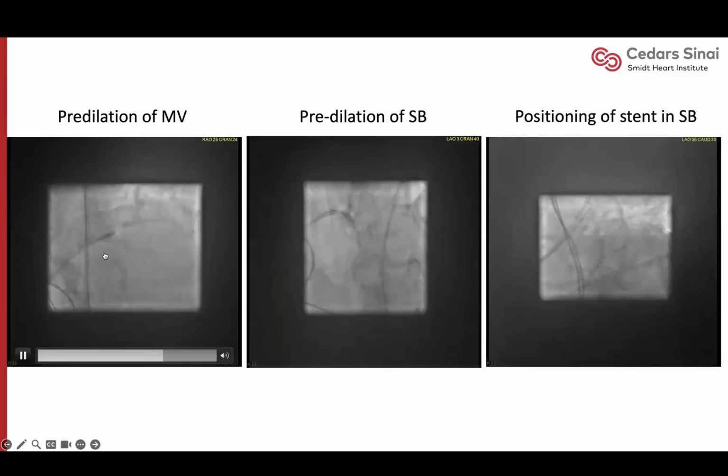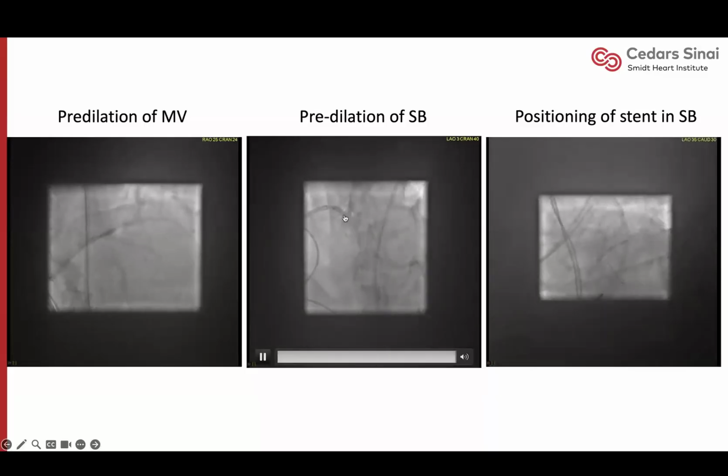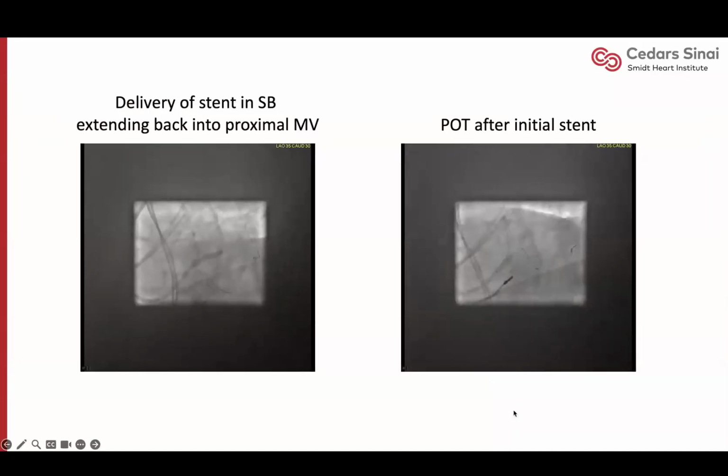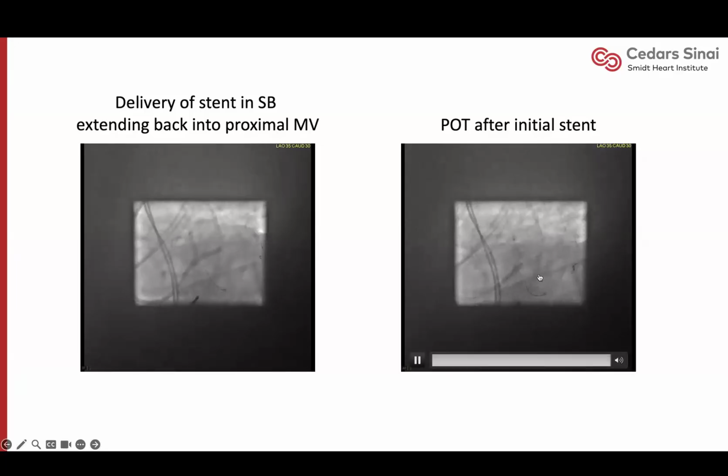Here's the predilation of the main vessel, and here's the predilation of the side branch, and here is the positioning of the stent in the side branch. Here is the delivery of the stent in the side branch extending back into the proximal main vessel, and here is our POT after the initial stent.